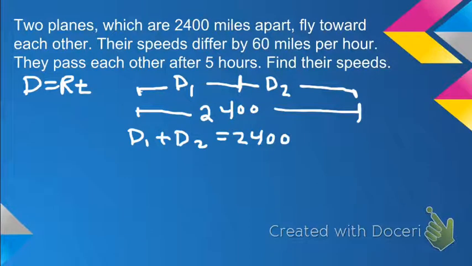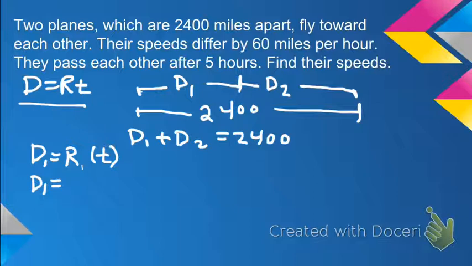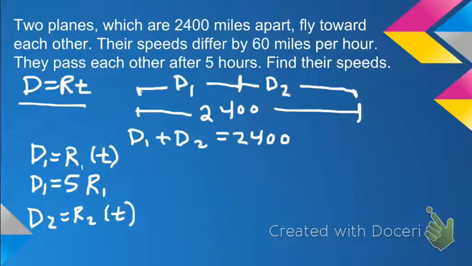Now we want to use distance equals rate times time to express the distance of each plane. So the distance of plane 1 we could say was equal to the rate of plane 1 times time. And we know that time was 5 hours, so we have the distance of plane 1 was 5 times r1, where r1 is the rate of plane 1, which we don't know. And the distance of plane 2 was the rate of plane 2 times time. So we know time again was 5, because they both started at the same time and then passed each other after 5 hours. So we can put a 5 right there.